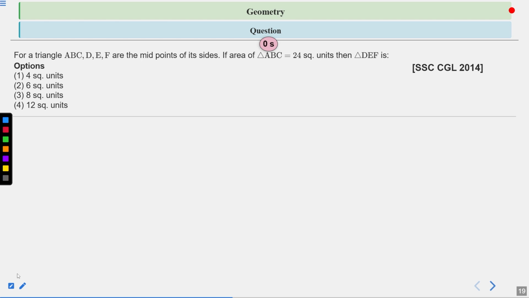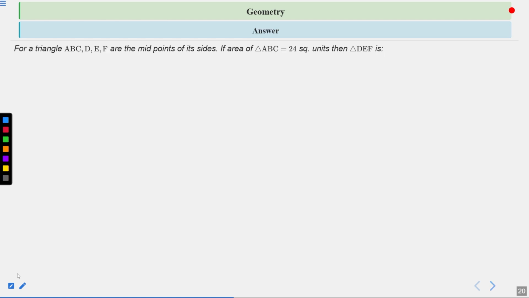Now time's up. Let's see the solution of this question. So the triangle ABC is given, in which all the sides have midpoints D, E and F respectively. It is also given that the area of triangle ABC is 24 square centimeter. So we need to calculate the area of the triangle DEF. So we can easily calculate it. So the correct answer of this question is second, which is 6 square unit. Now see the detailed solution using concept 16.37.2 in this question.